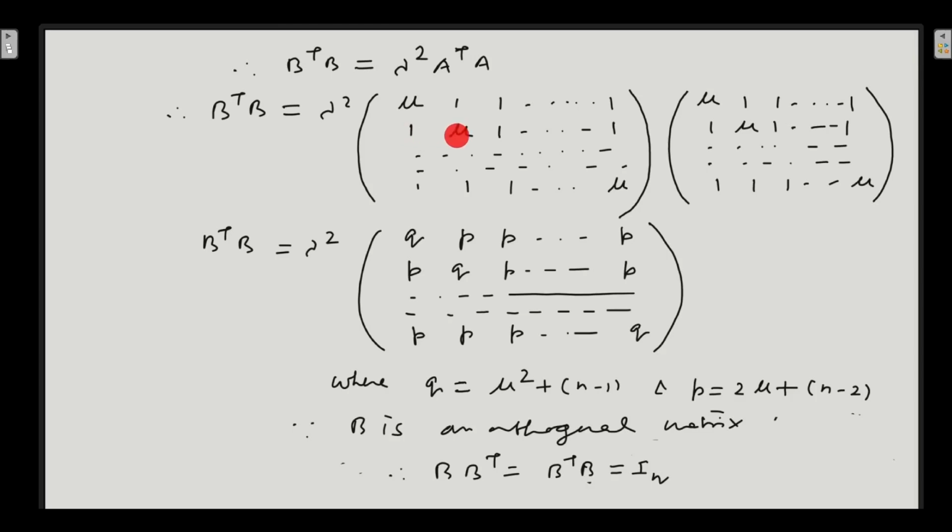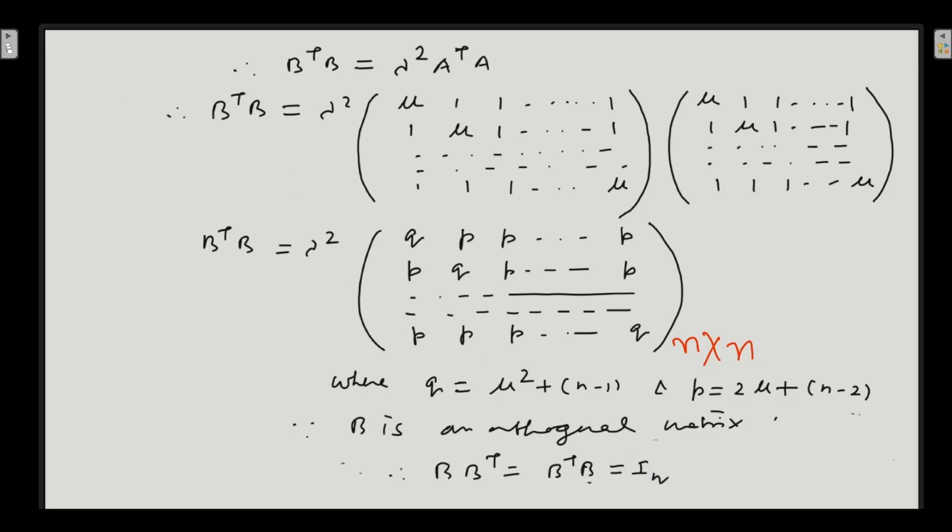Then what will happen? This second row will start and it will get multiplied with the first column, and this element will turn out. Then this second row will get multiplied with this second column, and this element will come. In this manner all the elements can be written, and this matrix by the way will also be an n cross n matrix.